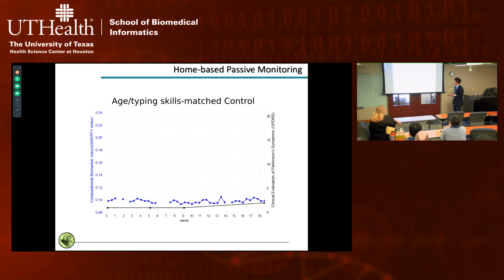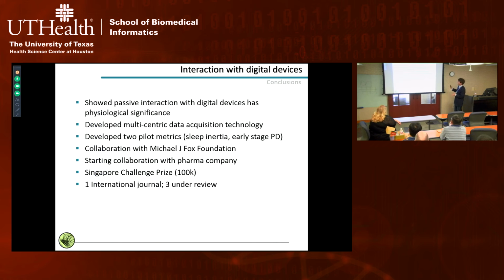So some conclusions of this part of the talk. We show that passive interaction with digital devices has a physiological significance, which was not shown by anyone before. We actually developed the technology to do data acquisition in multicentric environments. We have all our servers, our clients that run on multiple platforms, all the IRBs and everything. We developed 2 pilot metrics, one for sleep inertia and one for early stages of PD.